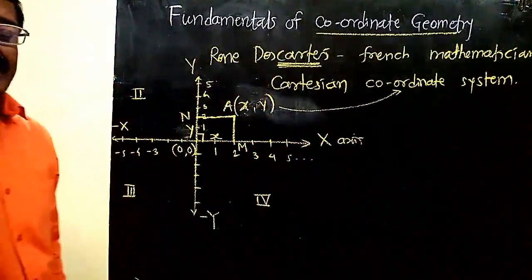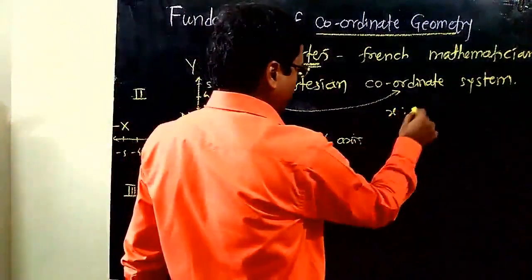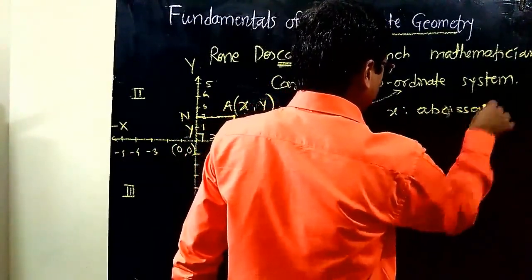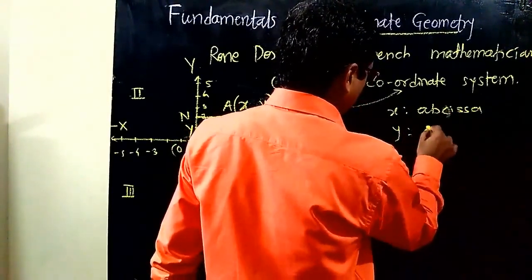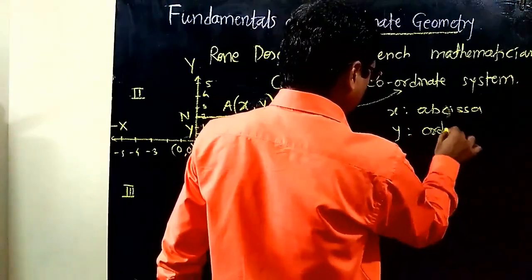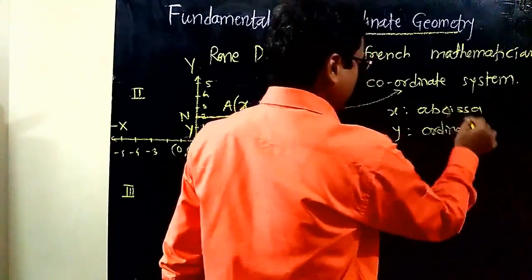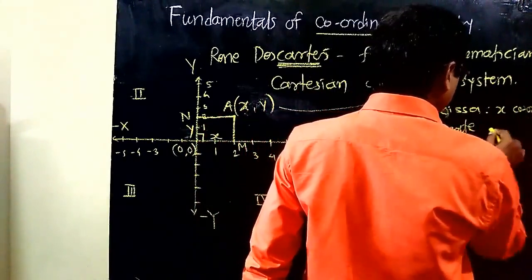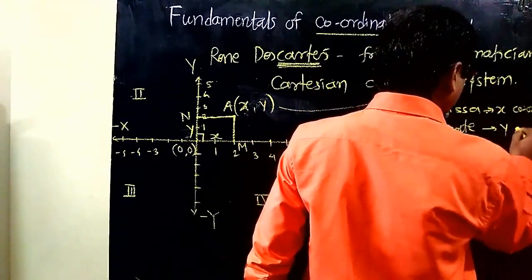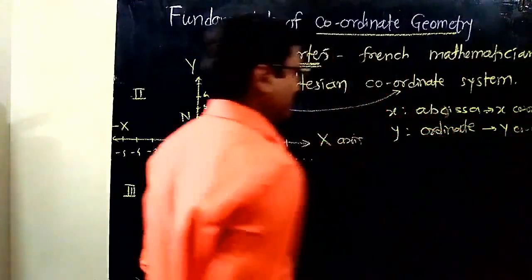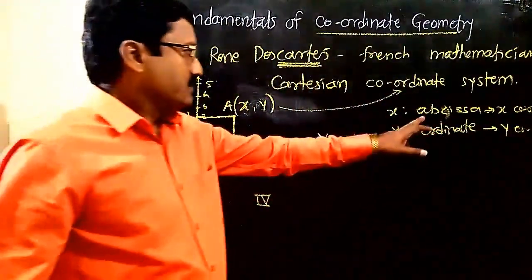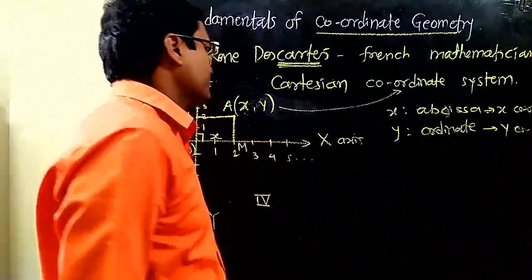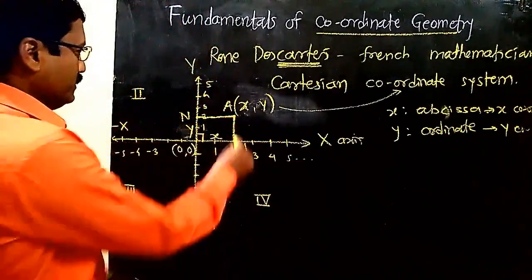x and y are called coordinates, where x is called abscissa and y is called ordinate. This abscissa is nothing but the x coordinate and this ordinate is nothing but the y coordinate. So remember these words. The x coordinate is called abscissa and the y coordinate is called ordinate. So these are the coordinates of point A.